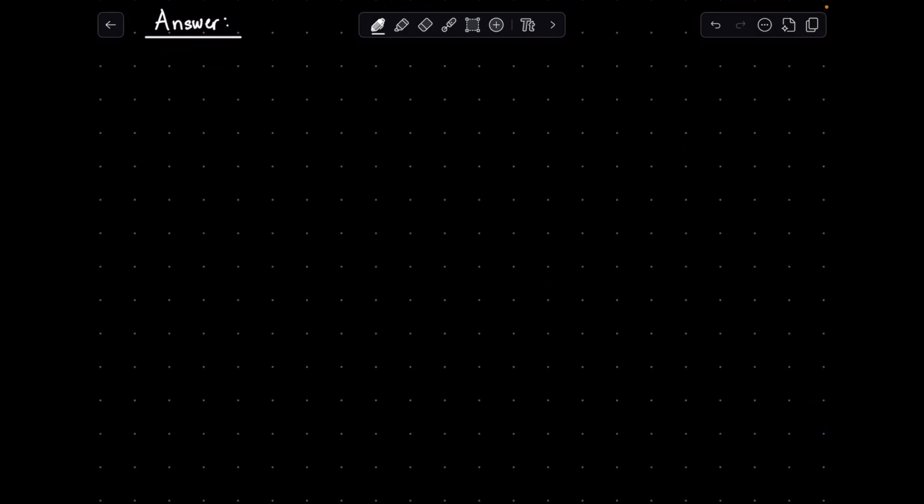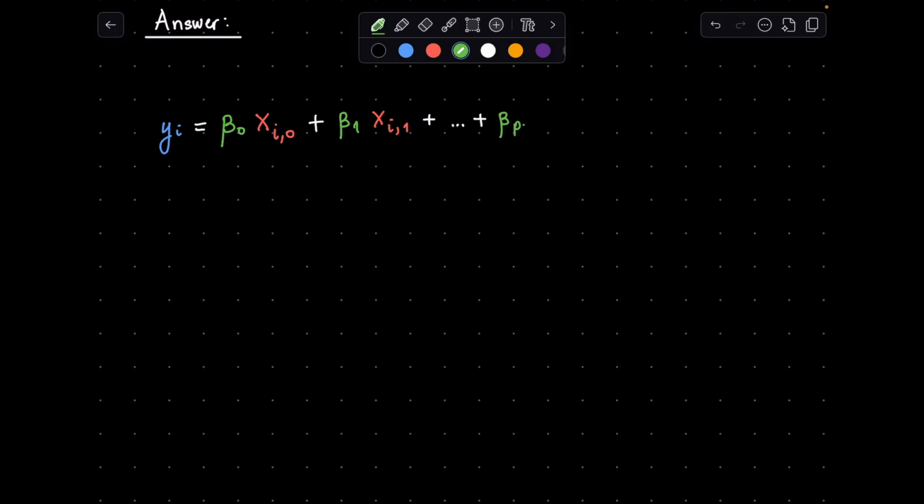For a given observation or sample i, we can write yi is equal to beta 0 times xi0 plus beta 1 times xi1 plus etc. up to beta p minus 1 times xi p minus 1, where i goes from 1 to n, so we have n observations. A typical example to explain this equation is the housing prices.